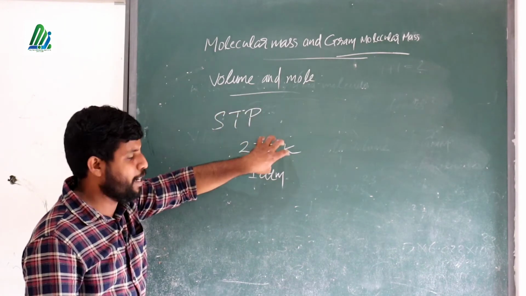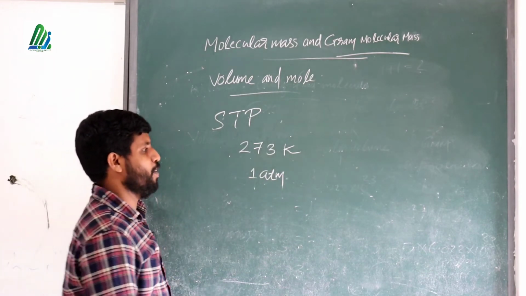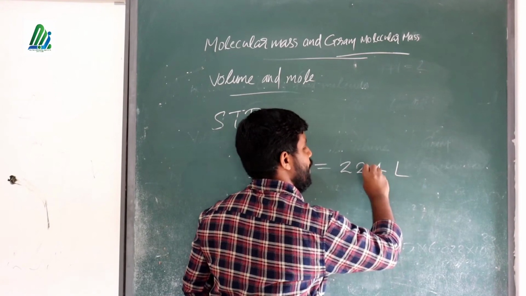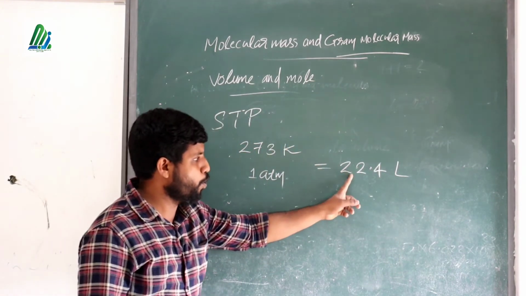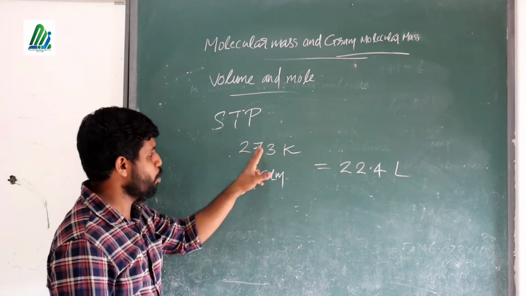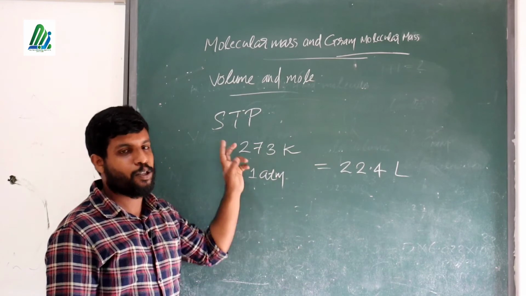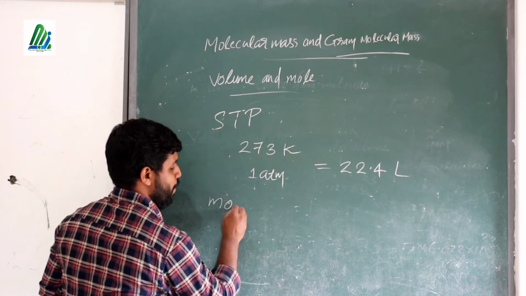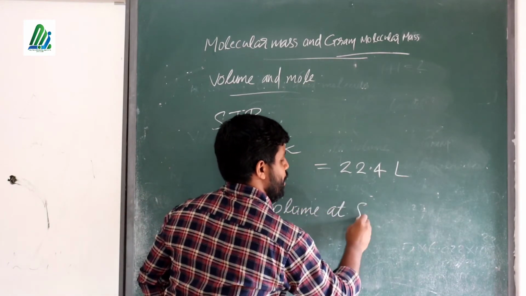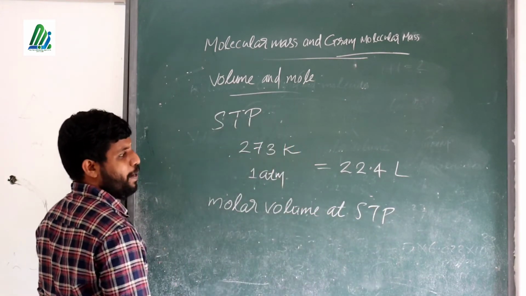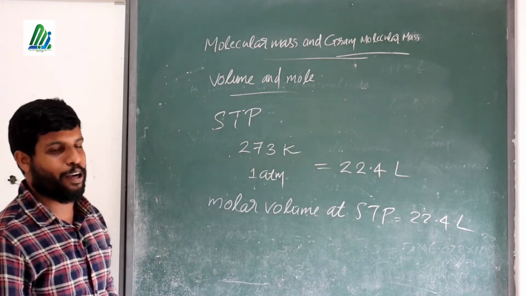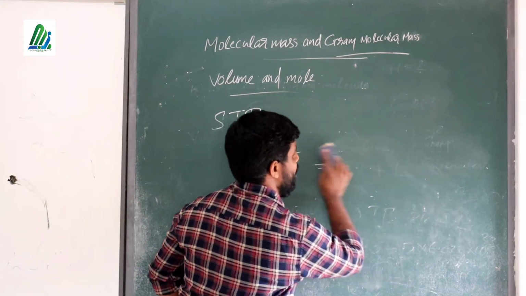So at constant temperature and pressure, if you take 1 mole of gas, its volume is always 22.4 liter. It is an experimentally calculated value. 22.4 liter is the volume of 1 mole of gas taken at 273 Kelvin and 1 atm. That is known as molar volume at STP. That is equal to 22.4 liter.